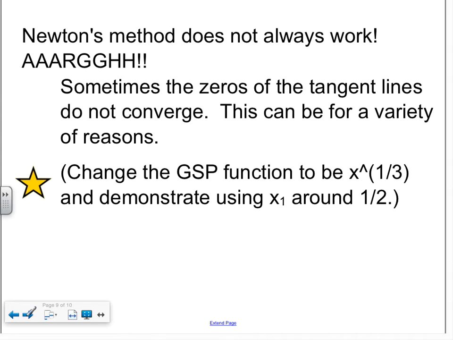All right, one last thing you need to know is that Newton's method does not always work. Sometimes the zeros of the tangent lines just don't converge. This can be for a variety of reasons. So I'm going to show you what it looks like when the zeros don't converge. We're going to look at x to the 1/3.